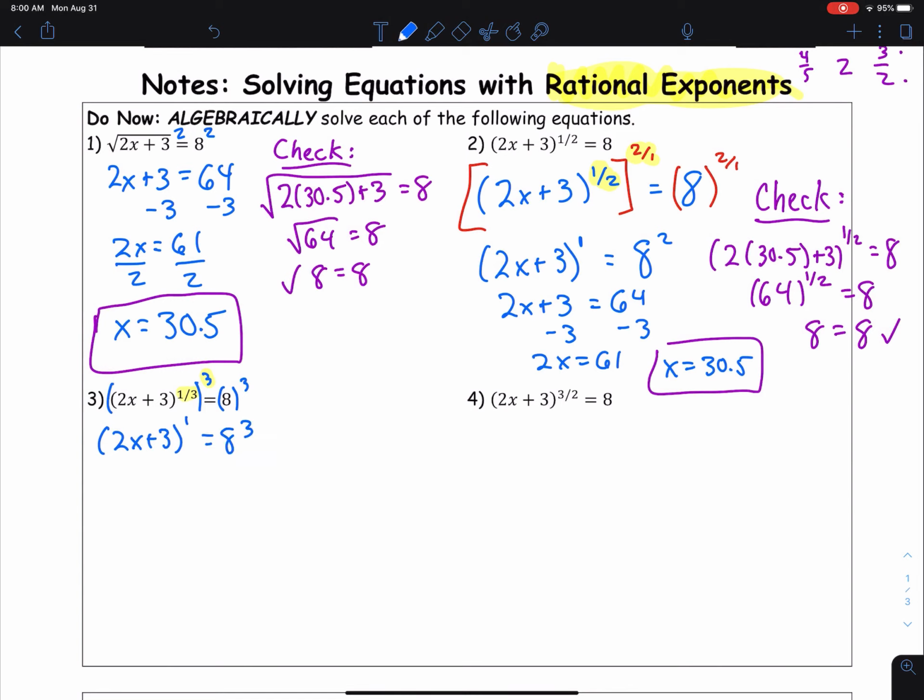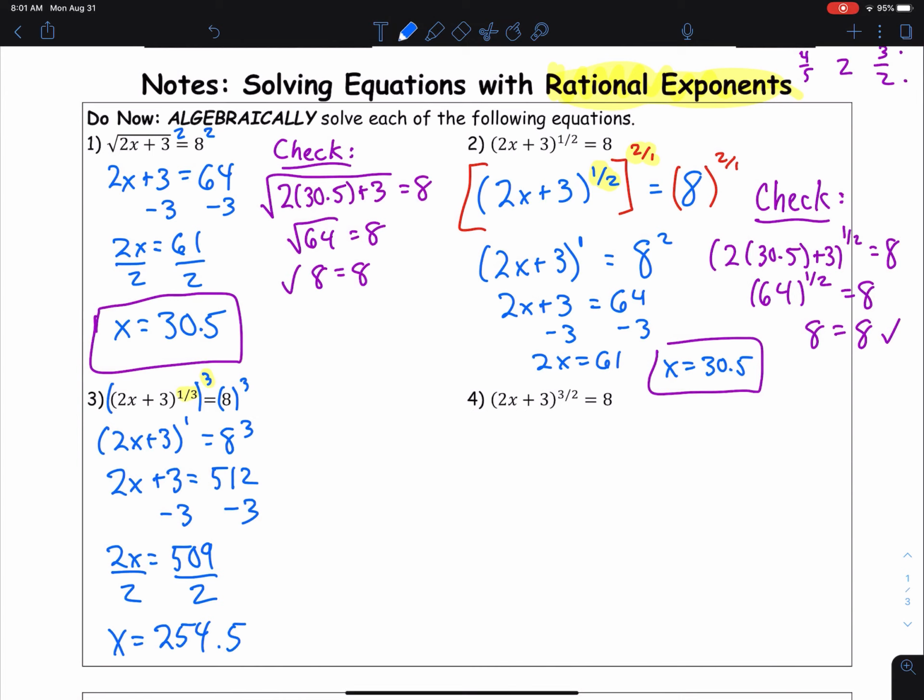And now, why does (2x + 3) to the 1st power help us? Well, now we can just drop the exponent and we don't have to deal with that anymore. So it's 2x + 3 equals 8 to the 3rd power. Feel free to do that in your calculator. It's 512. And we just simplify it from here and solve. So subtract 3 on both sides. You get 2x equals 509. Divide by 2 on both sides, and you would get x equals 254.5.